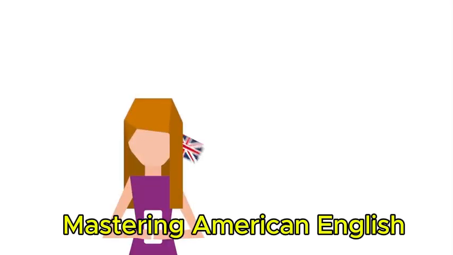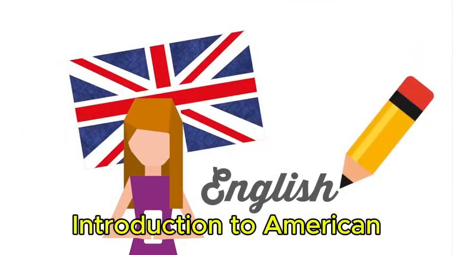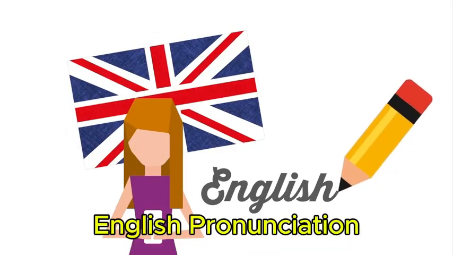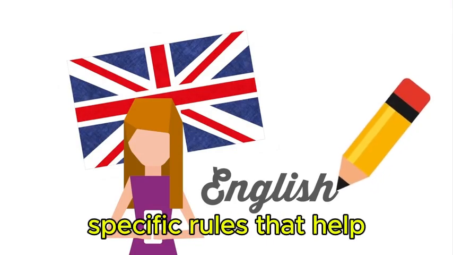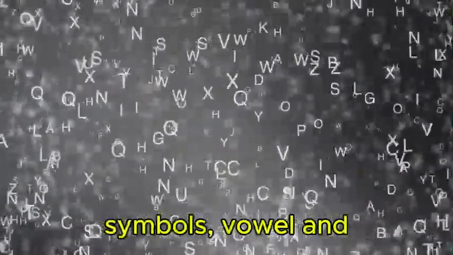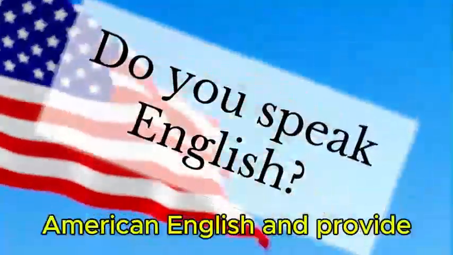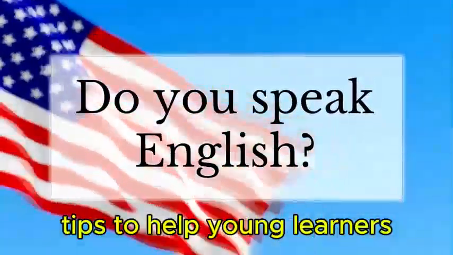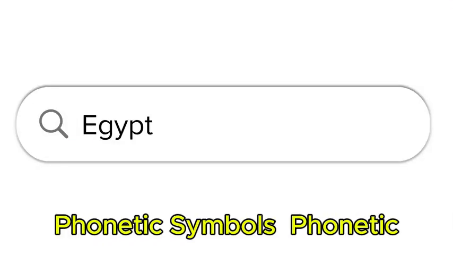Mastering American English Pronunciation, a Guide for Kids. Chapter 1, Introduction to American English Pronunciation. American English pronunciation follows specific rules that help children learn to read and speak correctly. Understanding phonetic symbols, vowel and consonant sounds, and phonics rules can make learning easier and more fun. In this guide, we will explore the sounds of American English and provide tips to help young learners pronounce words accurately.